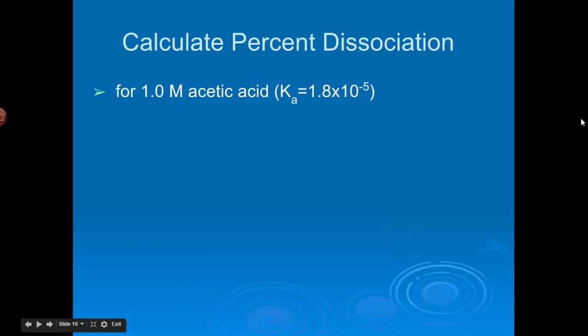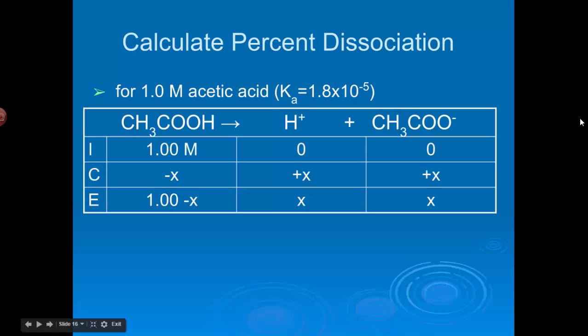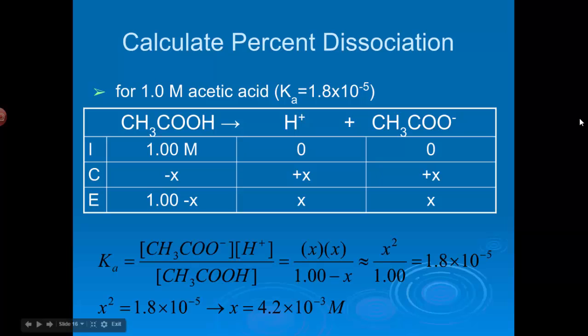So if we want to calculate percent dissociation, it's very simple. The first thing we need to know is how much of the acid was actually dissociated. What was the actual concentration after dissociation? So we have 1.0 molar acetic acid. There's your Ka value. It's still just an ice table calculation. We're looking for X. We plug that into our expression. We make the approximation. We find that X is 4.2 times 10 to the minus third molar.